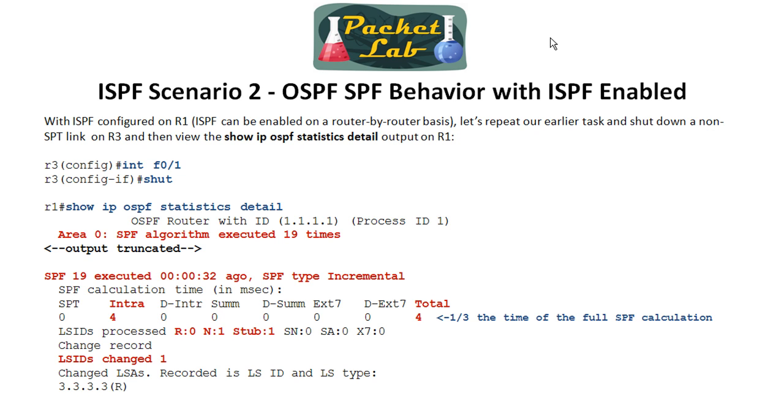All right, this is a look at the same scenario, but this time we have ISPF enabled. I suppose I should have put in a bit of configuration here that showed ISPF being configured on R1, but you know how that's done. So anyways, go ahead and recreate the same thing where we shut that down. Now we take a look here. It's been executed 19 times, but now the last SPF execution was incremental, and here's the number we're looking at. It's 4 milliseconds. That's 1/3 of the time that it took the full SPF calculation. So you're saving quite a bit of time here, especially in a situation where the shortest path tree does not change one iota. So this is actually a really good implementation for ISPF.